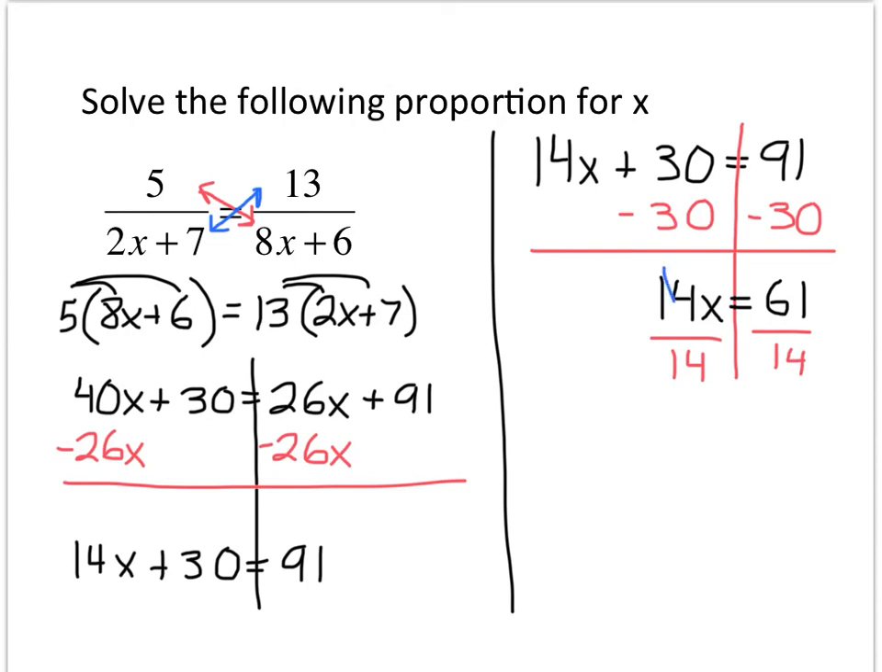The 14 over 14 divides to 1, and we're left with the answer x equals 61 over 14, which unfortunately cannot be simplified. 14 is only divisible by 2, 7, and 14, none of which are going to divide the number 61. So we're unfortunately stuck here as our final answer.